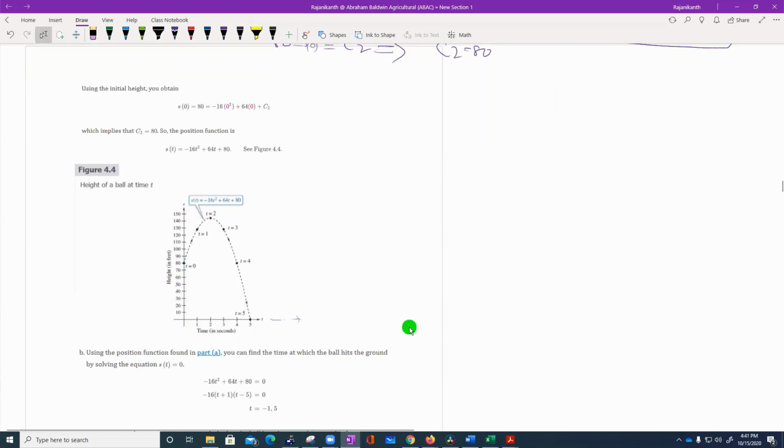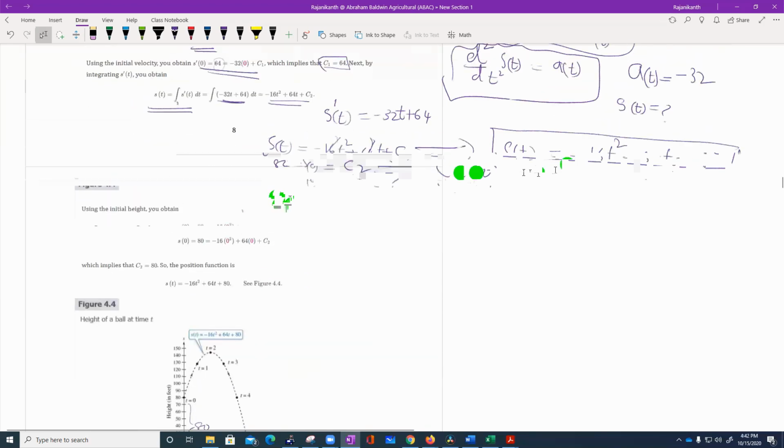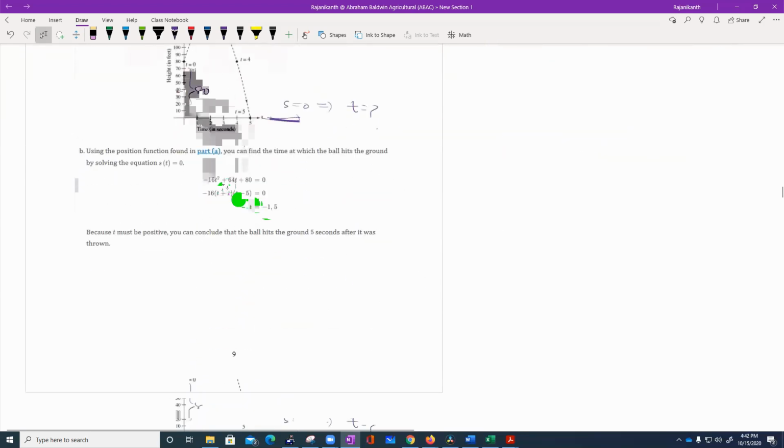When the ball hits the ground, the position should be 0, right? Because you measure the position from the ground level. So this is the ground level of the problem. This is the ground level, right? So the ball at the beginning was at 80 feet, but when that ball hits the ground, that s should be 0. Position should be 0. In such a way, you need to find t. That is why we take this position function and set it to 0.